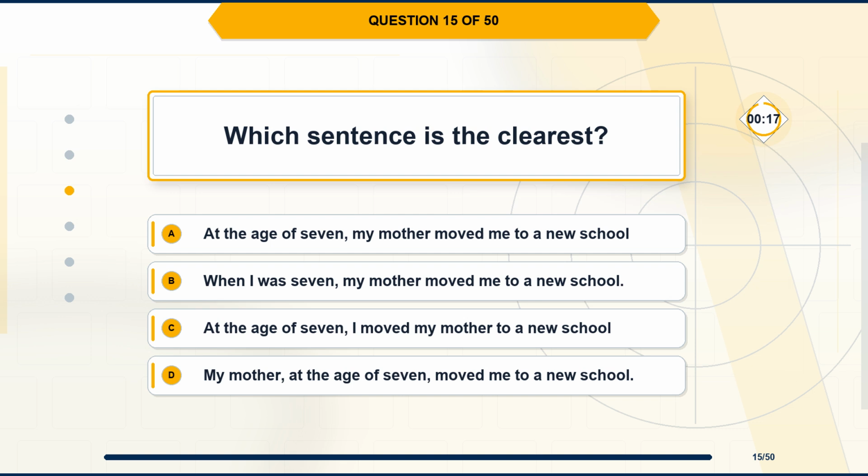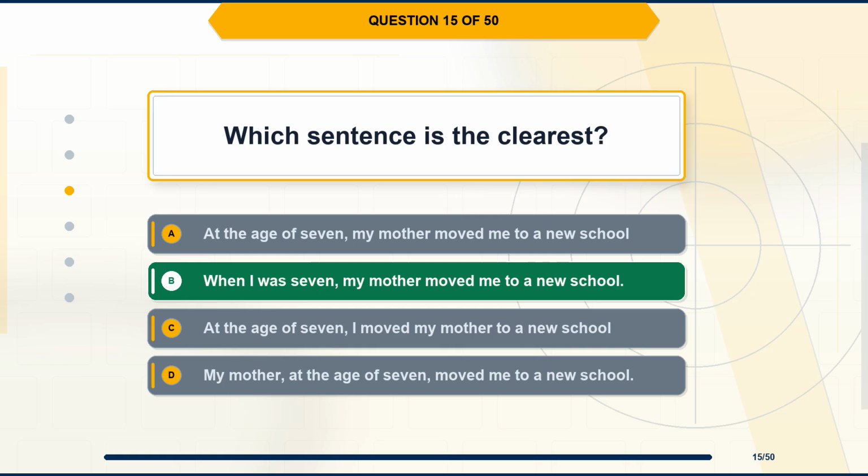Question 15. Which sentence is the clearest? Option A, at the age of 7, my mother moved me to a new school. Option B, when I was 7, my mother moved me to a new school. Option C, at the age of 7, I moved my mother to a new school. Option D, my mother, at the age of 7, moved me to a new school.